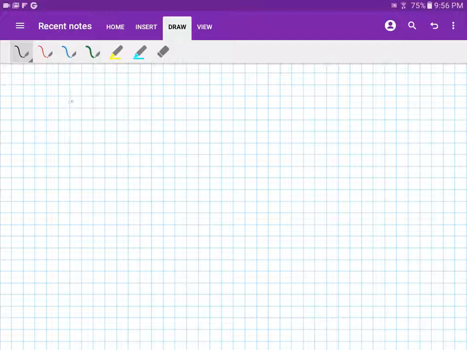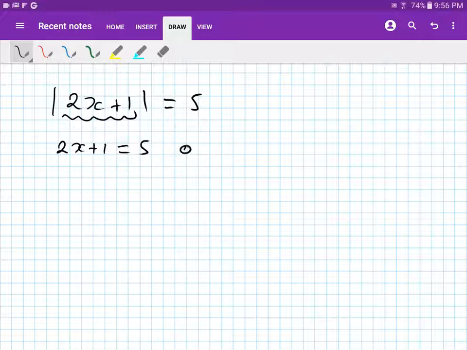Let's say, for example, the absolute value of 2x plus 1 is equal to 5, right? Now remember, the absolute value of some number is equal to 5. This means that 2x plus 1 is equal to 5, or 2x plus 1 is also equal to negative 5 as well. So now we're going to solve it.